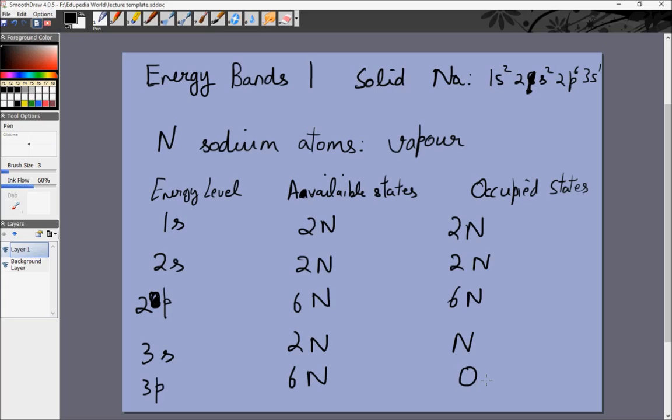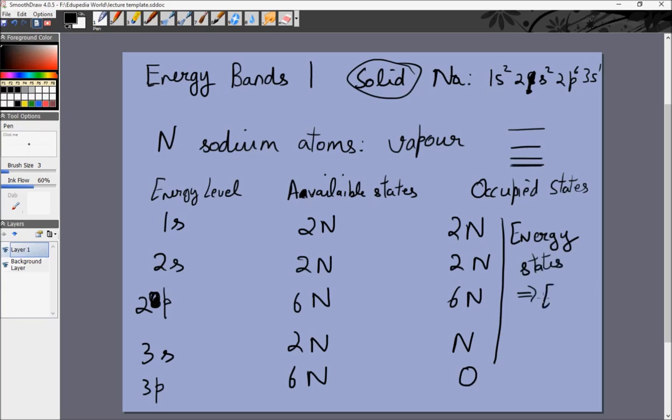Now, this is in sodium vapor, where each and every atom is well separated from the other atom, so they don't interact, and every energy level has a discrete value of energy. This might be 1s, this might be 2s, 2p, 3s, and so on. But when you start bringing them together, that means when you start talking about a solid as opposed to a vapor, then these energy levels start interacting. They might even move up and down a little bit, and in that case, the energy states, which would be a single line, become energy bands.